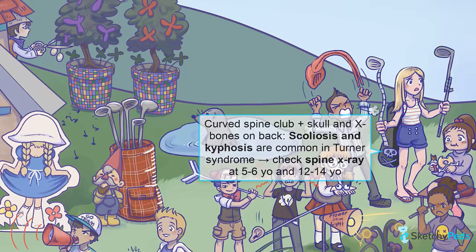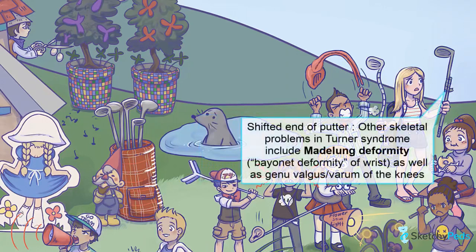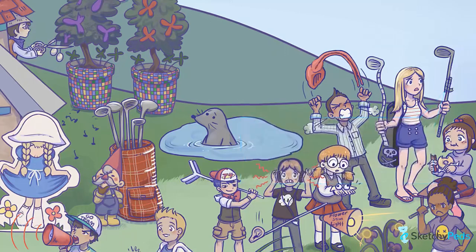Clinical scoliosis checks should be part of every routine exam in these patients, and are especially important during periods of growth hormone supplementation. Other skeletal problems include Madelung deformity, also called a bayonet deformity of the wrist, represented by this shifted end of the putter, as well as genu valgum or varum of the knees.